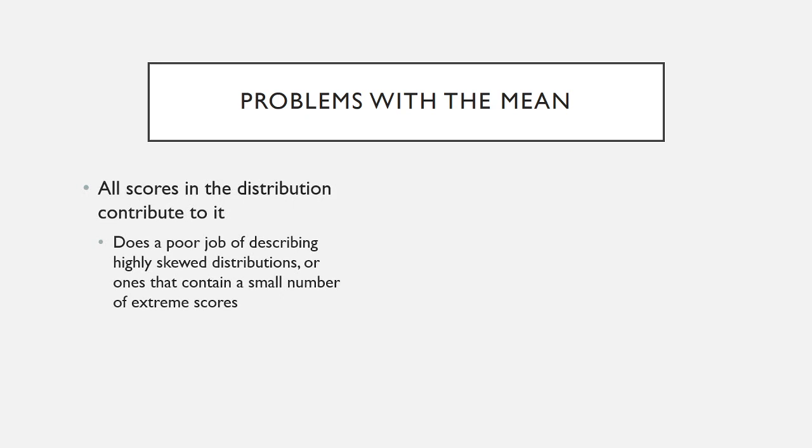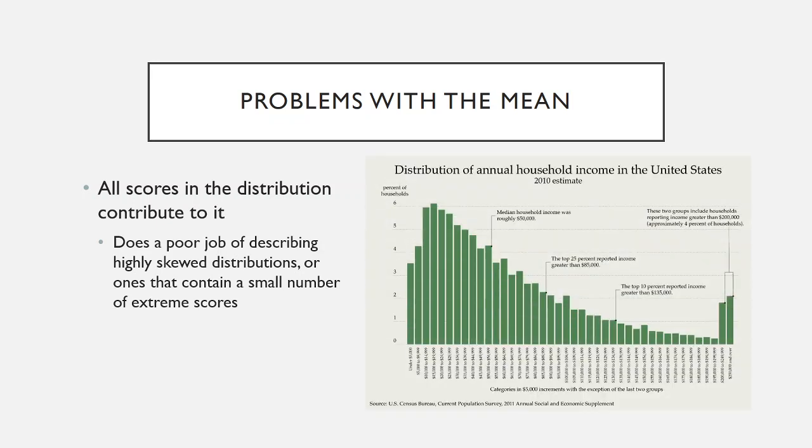The problems with the mean are basically going to all be the flip side of the advantages. So all the scores in the distribution do contribute to it. What that means is that if you have some scores in your data set that highly skew the distribution in a way that confuses or conflates what's going on with your data, the mean is going to be pulled quite strongly by those extreme outliers. So if you have highly skewed distributions or distributions with a few very, very extreme scores, the mean might just not be for you.